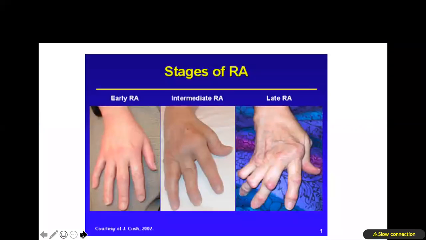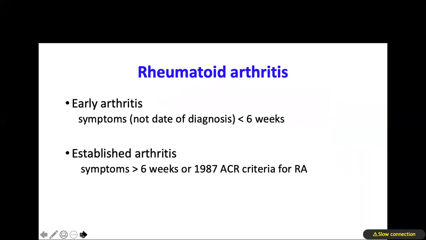You have early arthritis, intermediate arthritis, and late stage arthritis. Early arthritis is when the arthritis is less than 6 weeks old. Established arthritis is when the arthritis has been long-standing and patients usually fulfill the kind of disease criteria we used when we were medical students. So I was a medical student 25 years back. So that's how old those established arthritis criteria are. Actually, it's older than me as well.